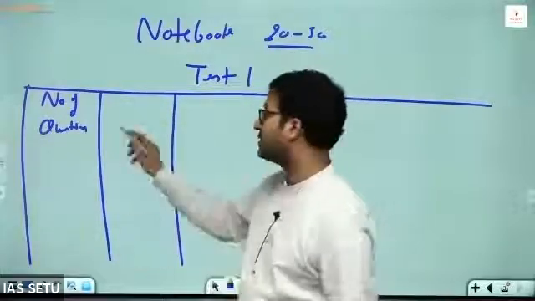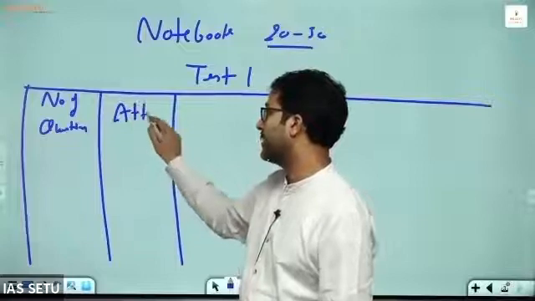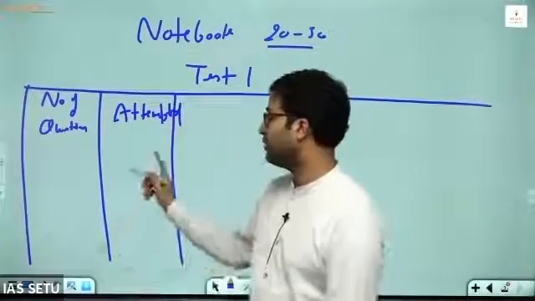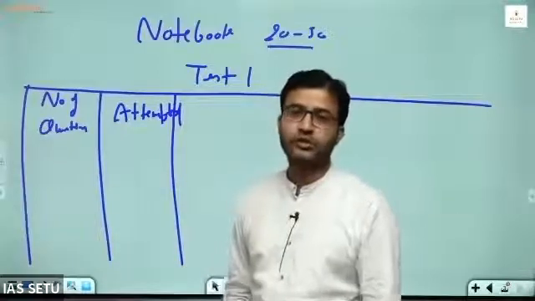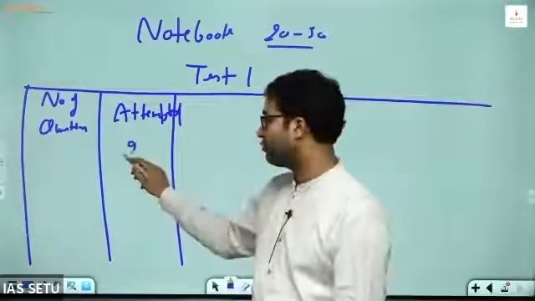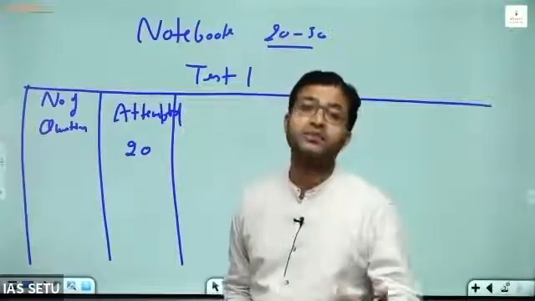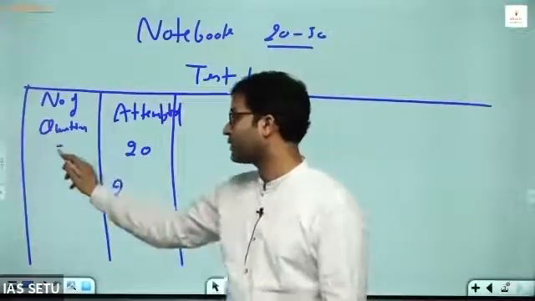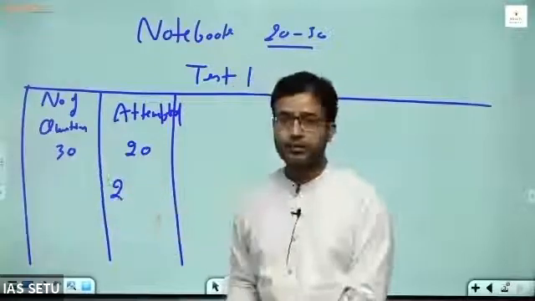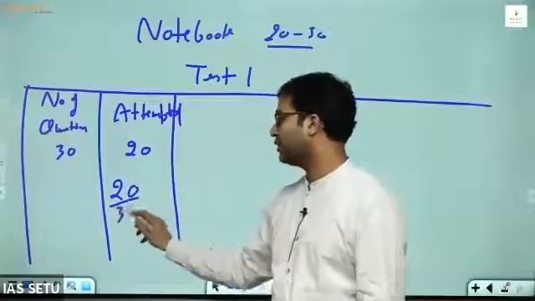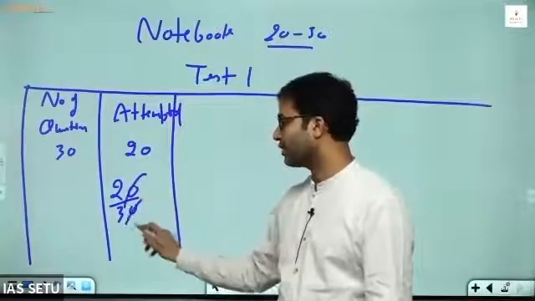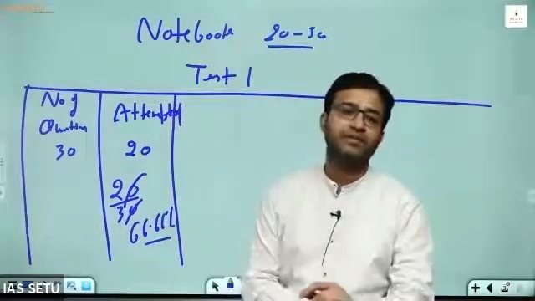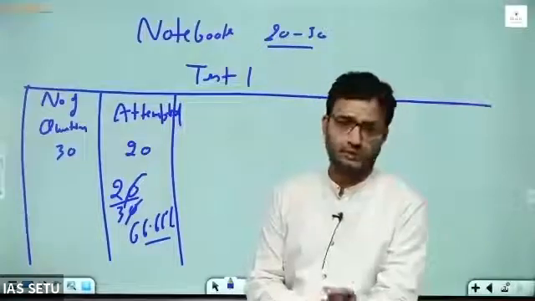Then next is attempted. In the next column you write the number of questions attempted. I need two things here. For example, out of 30 questions, you attempted 20 questions. You write 20 also, and you convert this into percentage also, because I will check percentage. How do you calculate percentage? If there are 30 questions and you attempted 20, 20 by 30 into 100%, or 2 by 3, which is 66.66%. So your attempt percentage is 66.66%.